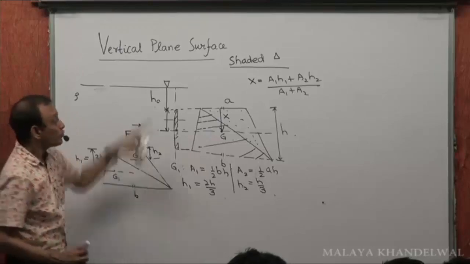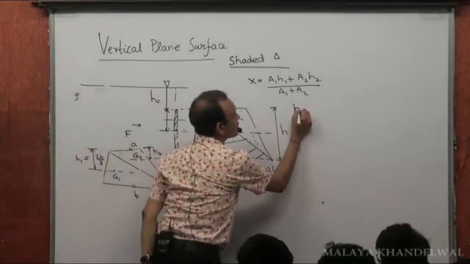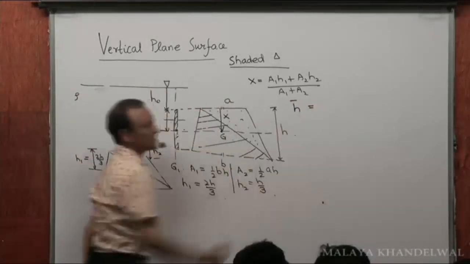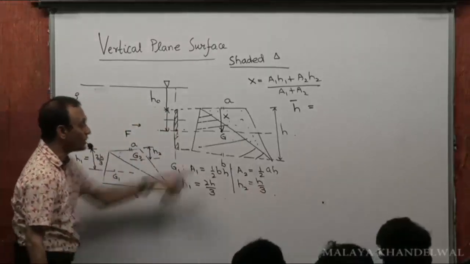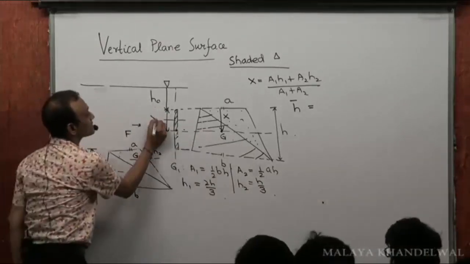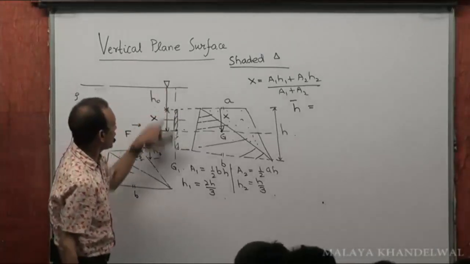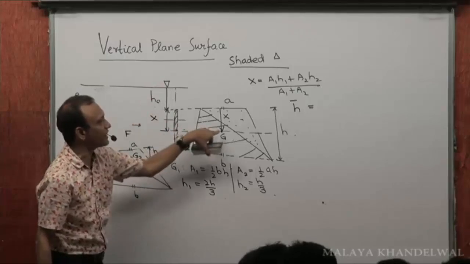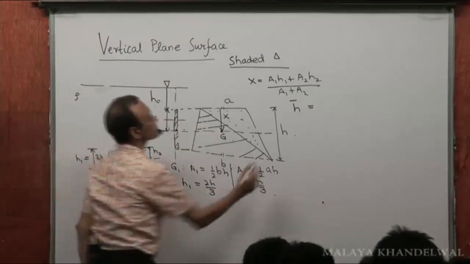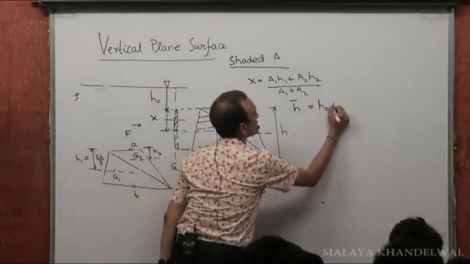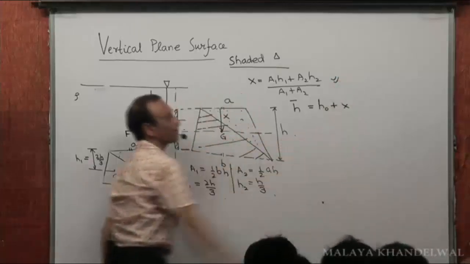So which means the depth from the free surface of the center of gravity of this would be what? Would be h naught plus x. Yes or no? H naught plus x would be the depth of the center of gravity from the free surface, which is going to be h naught plus x that we have computed here.